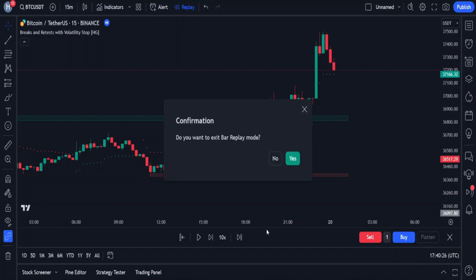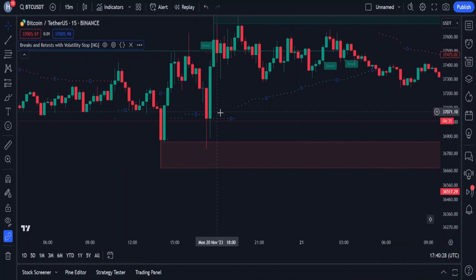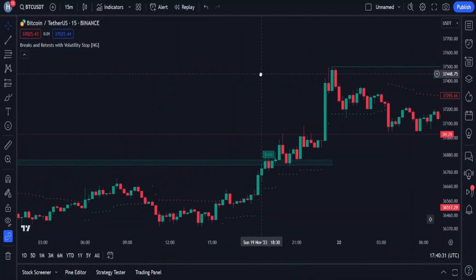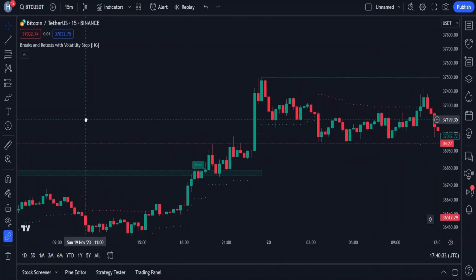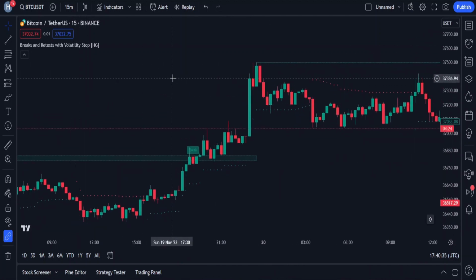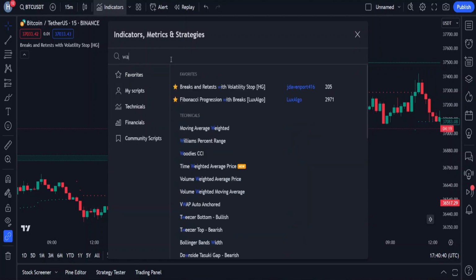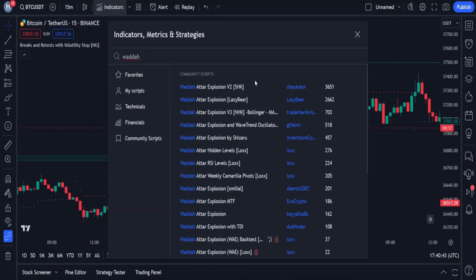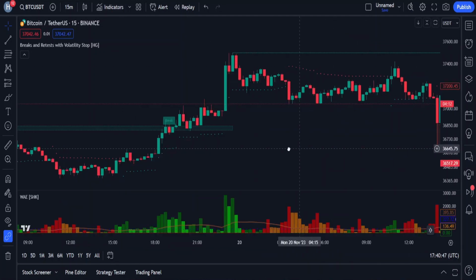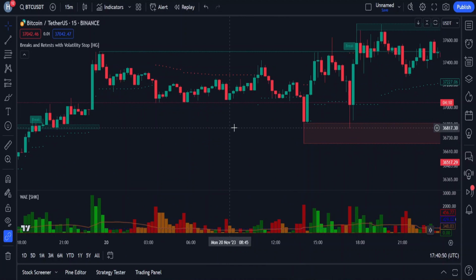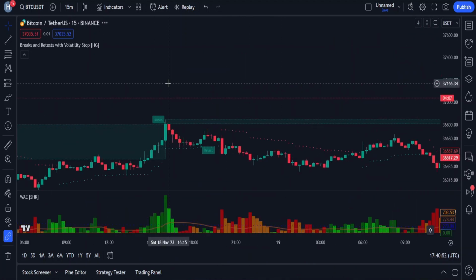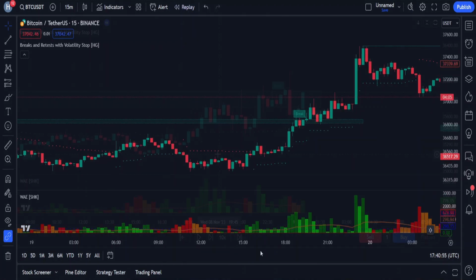The breaks and retests indicator works best with oscillators like stochastic RSI and MACD, as well as volume indicators. So let's open the indicator tab again, and in the search tab type WADA Atar Explosion, and then click on this tool, created by Cheyenne KM. Now our chart is completely set. So let's go through the complete rules for entering a buy and sell trade using this strategy.